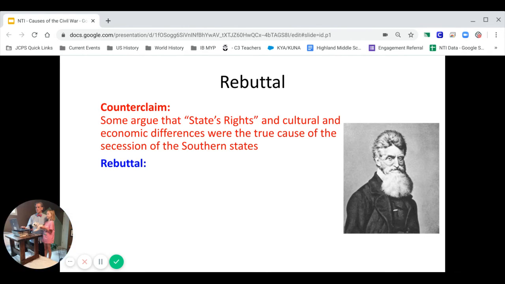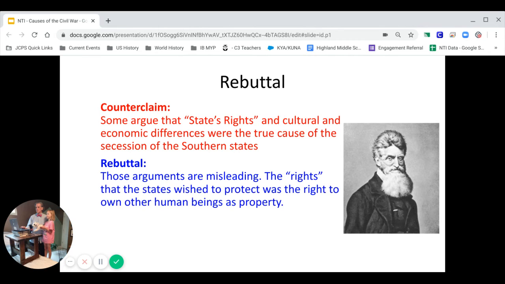But I am going to say that these are wrong, because the rights that these states wished to protect, or the rights that they wanted to have, were the rights to treat people as property and to enslave them. So to say states' rights when you really mean the right to maintain and perpetuate the slave system is not an argument against slavery.